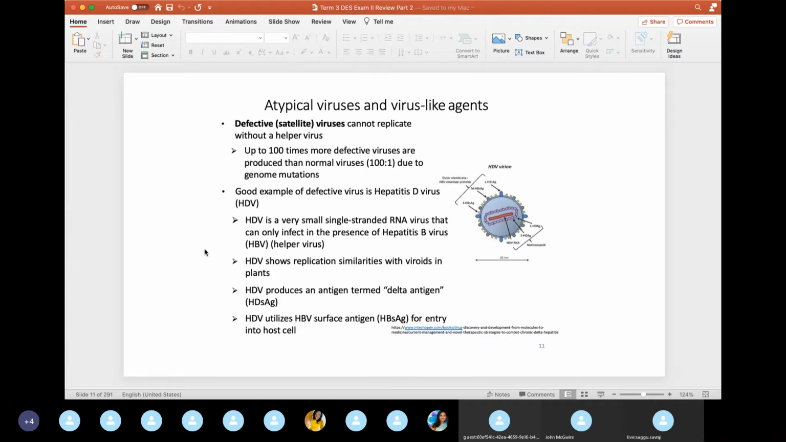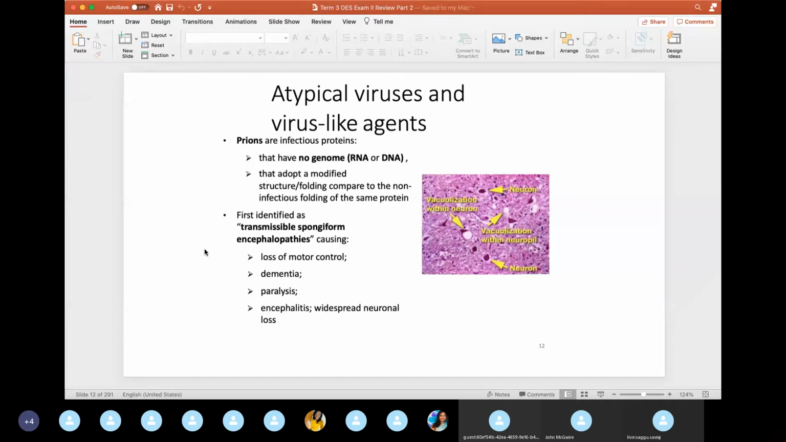This is high yield. Defective viruses cannot replicate without a helper virus. Example: hepatitis D. It needs hepatitis B virus in order to replicate. Why? Because hepatitis D doesn't have a surface antigen to infect a cell. So it needs the hepatitis B virus surface antigen for entry into the host cell. So high yield defective virus, hepatitis D virus. What does it need to infect a cell? It needs a surface antigen of what? Hepatitis B virus for entry into the host cell.